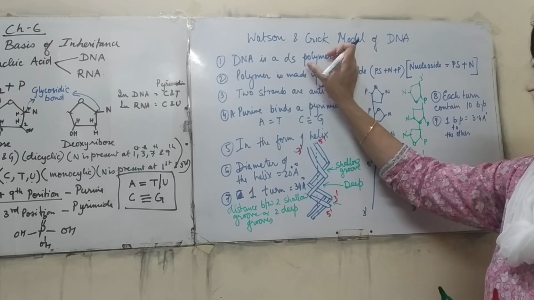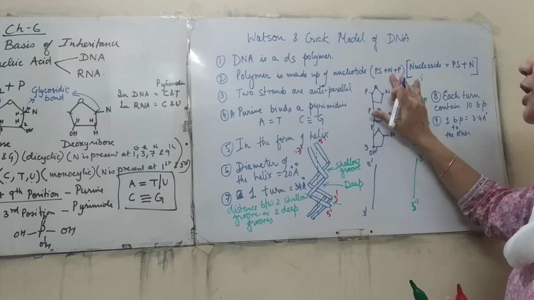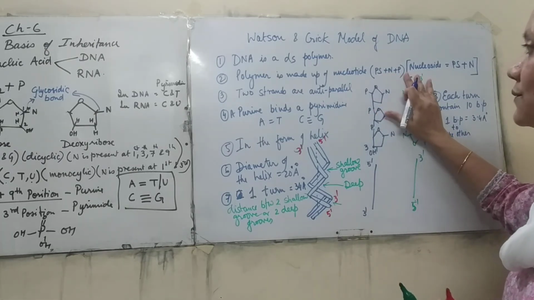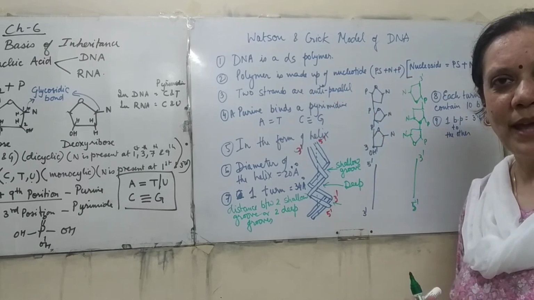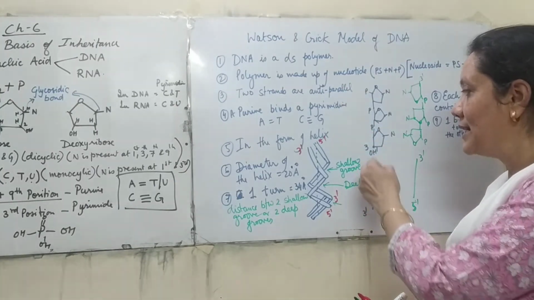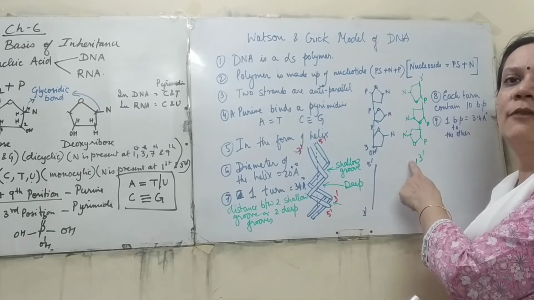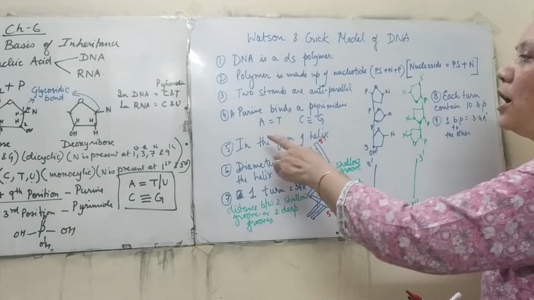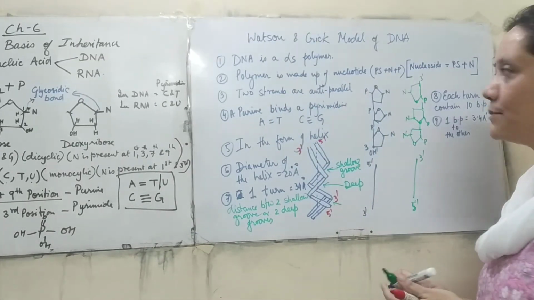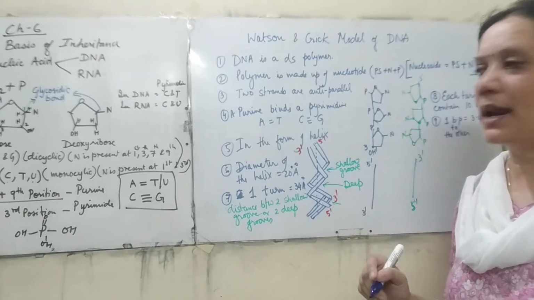So what did we study? A DNA is a polymer of nucleotides. It is made up of nucleotides. What is a nucleotide? A phosphate, a pentose sugar, and a nitrogen base. The two strands are anti-parallel. Why are we calling them anti-parallel? Because if in one of the strands the 3 prime is free, in the other strand the 5 prime is free. The purines and pyrimidines are bonding with each other, and this bonding is generally either a double hydrogen bond or a triple hydrogen bond.